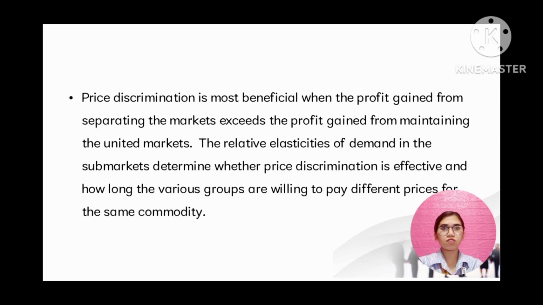Price discrimination is most beneficial when the profit gain from separating the markets exceeds the profit gain from maintaining the united markets. The related elasticities of demand in the submarkets determine whether price discrimination is effective and how far the various groups are willing to pay different prices for the same commodity.